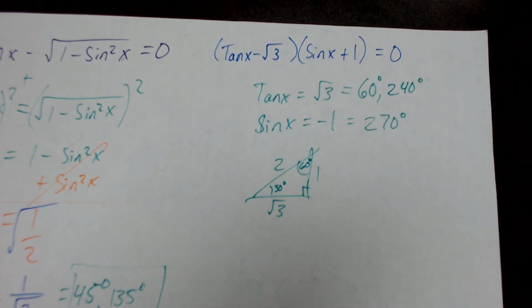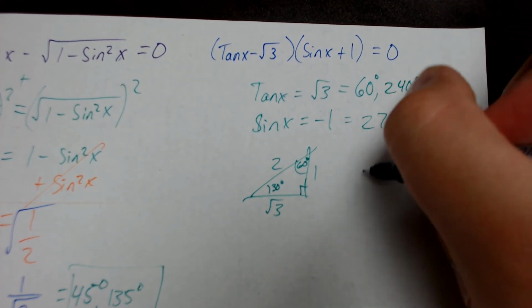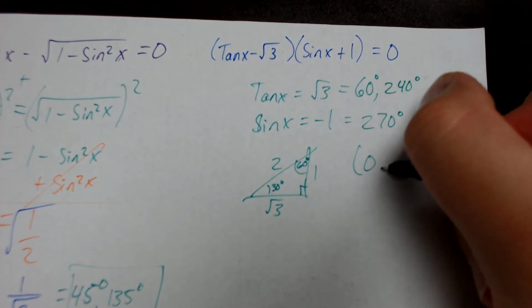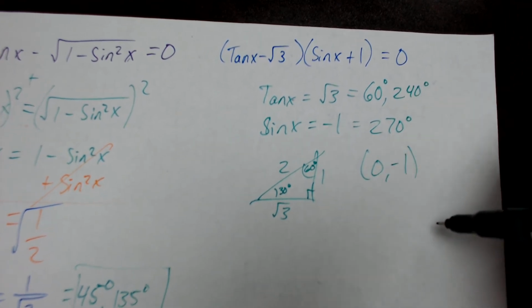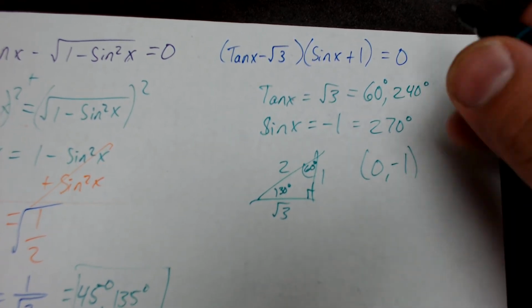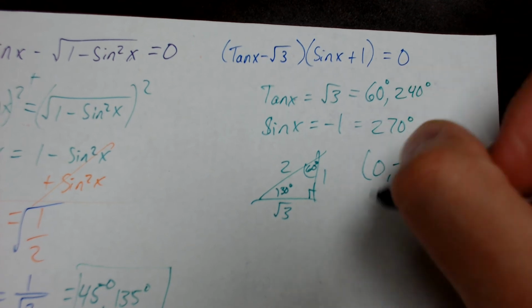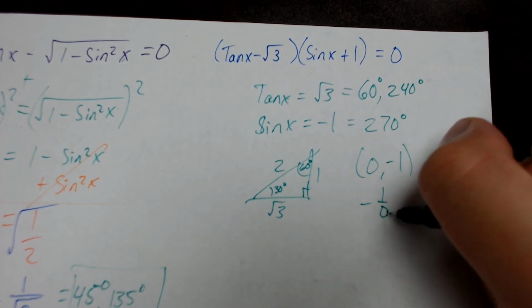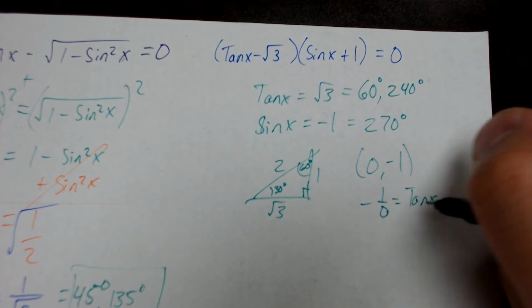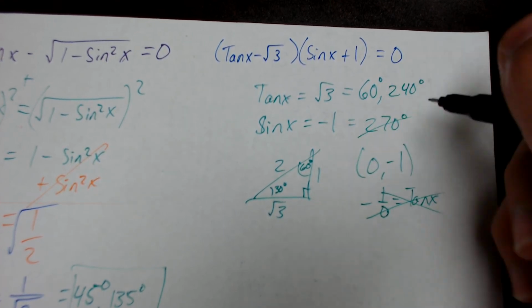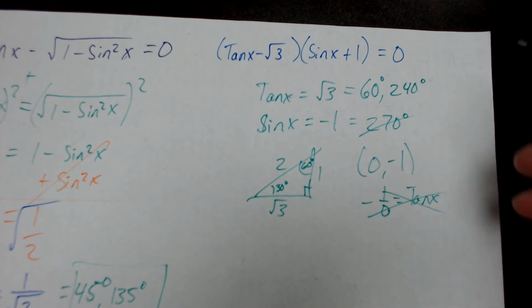And the main reason is because if you were to do opposite over adjacent, at 270 the coordinates on the unit circle are (0, -1). Opposite being sine, and adjacent being cosine, we would have -1 over 0, and division by 0 is undefined, so we cannot have tangent at 270. So our two answers are 60 degrees and 240 degrees.